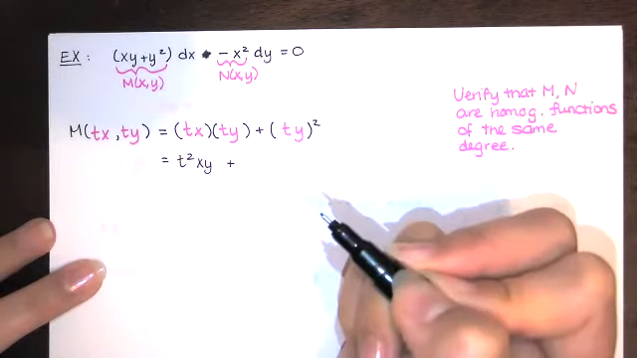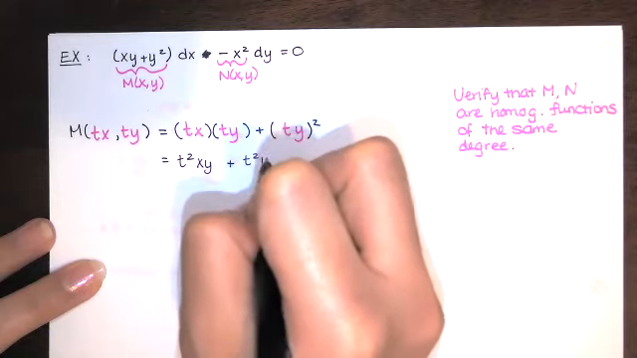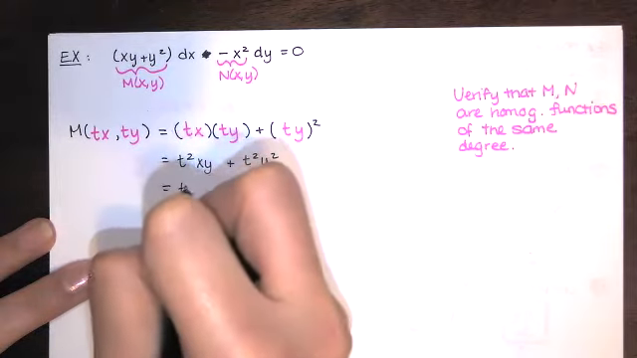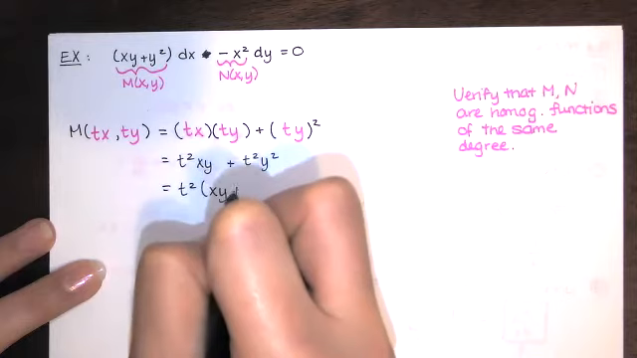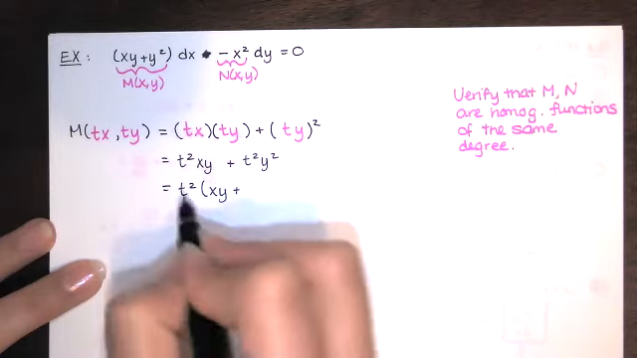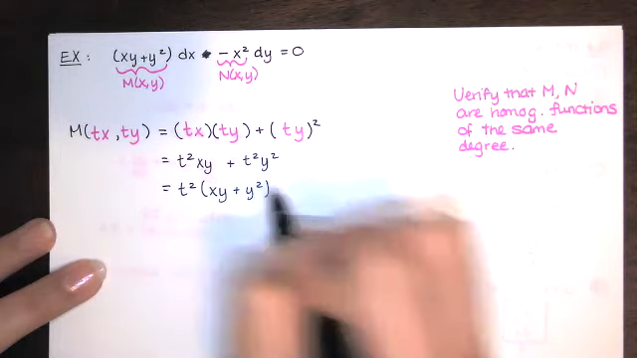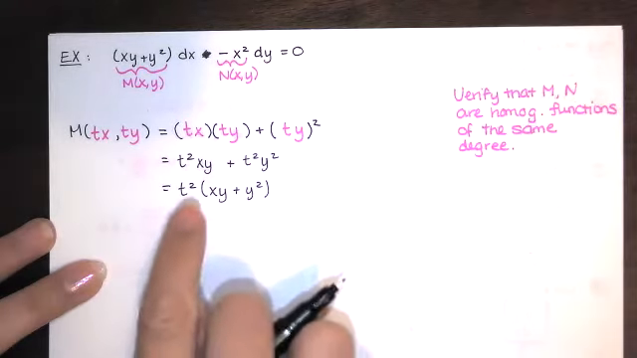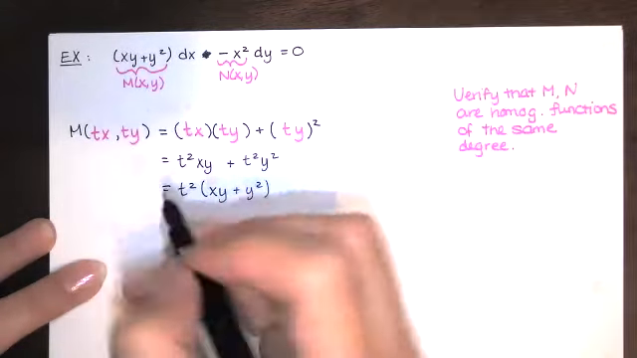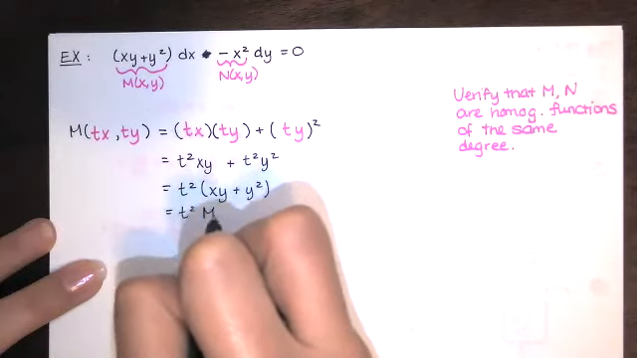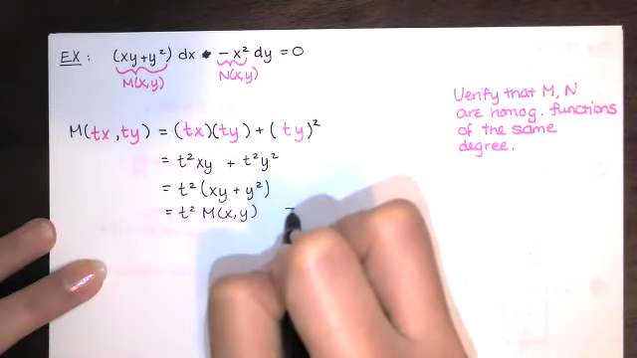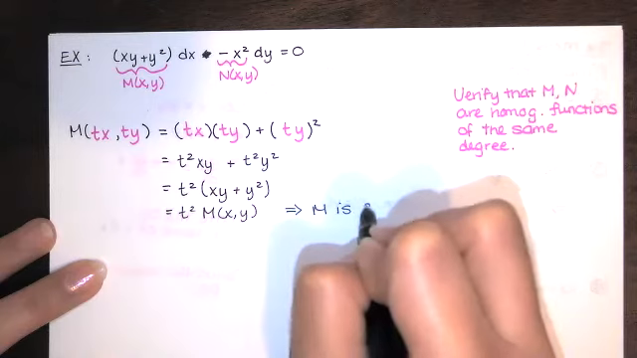And when you're squaring a product, you square each factor separately. Factor out the t squared, and you've got t squared times xy for the first term, and then t squared times y squared for the second term. Well, that's t squared times the original function m. So m is a homogeneous function of degree 2.